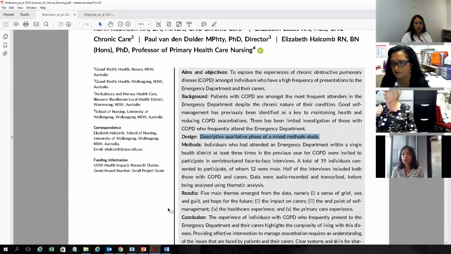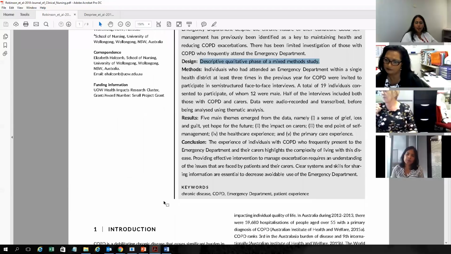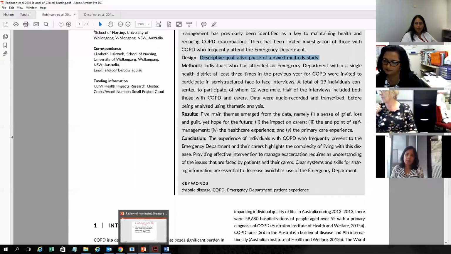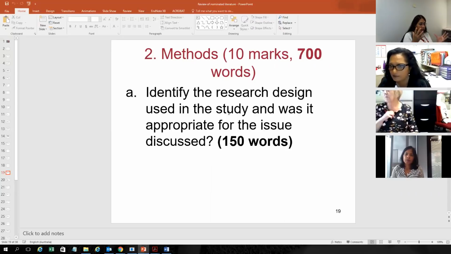Why was this appropriate to the aim of the study? So going back here, identify the research design used in the study. Like I showed you, you need to name it clearly and provide some evidence of the design. I showed you the textbook, parts in the book, etc. that you could use for the design.